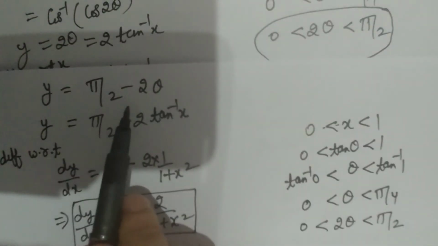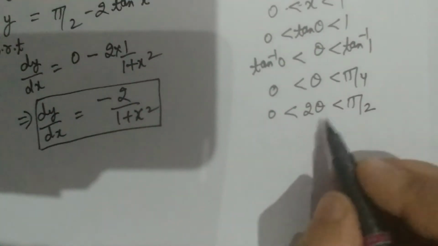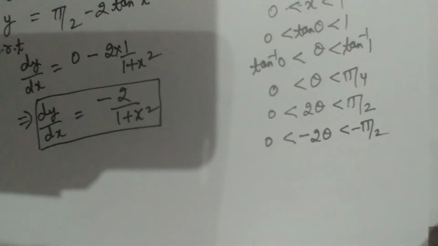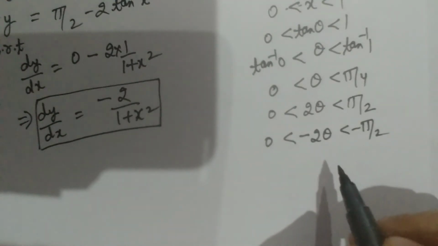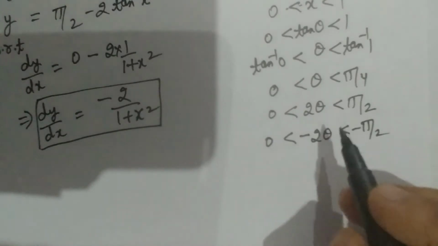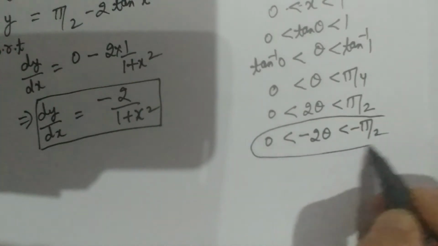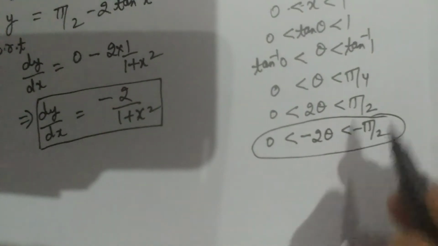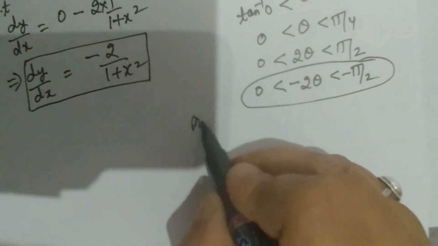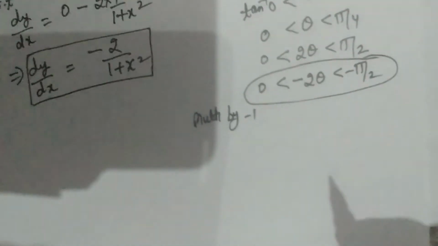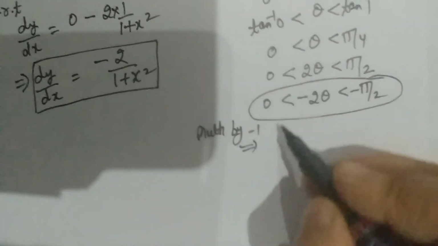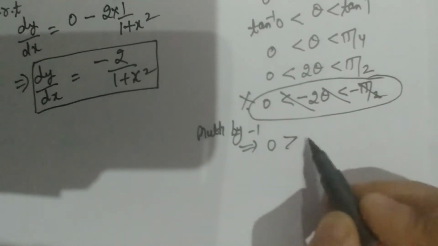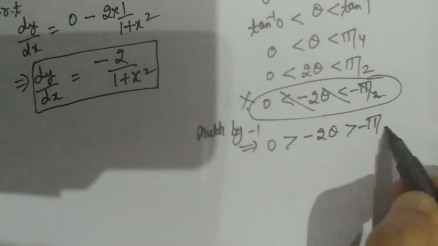Now I need pi by 2 minus 2 theta. So firstly I need minus 2 theta. Let's multiply with negative sign: minus pi by 2. Is it true? Is it correct? No, it is not correct, because you should remember that when we multiply with a negative sign, the direction of inequality changes. So how will it behave? You need to multiply with minus 1. So it will move like 0 greater than minus 2 theta greater than minus pi by 2.